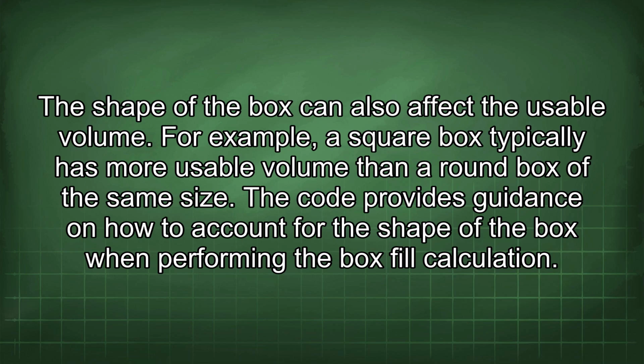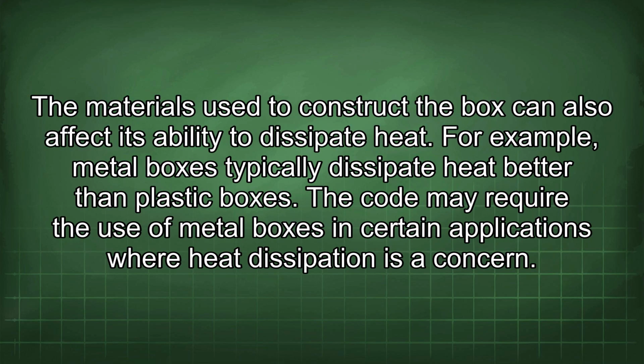For example, a square box typically has more usable volume than a round box of the same size. The code provides guidance on how to account for the shape of the box when performing the box fill calculation. The materials used to construct the box can also affect its ability to dissipate heat. For example, metal boxes typically dissipate heat better than plastic boxes.